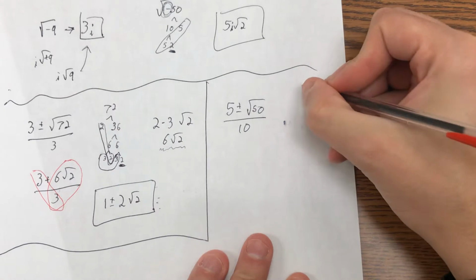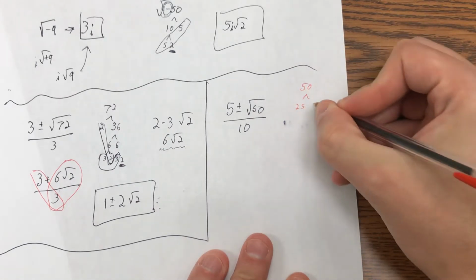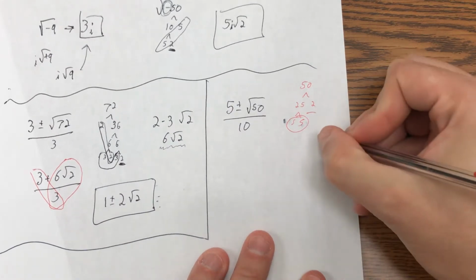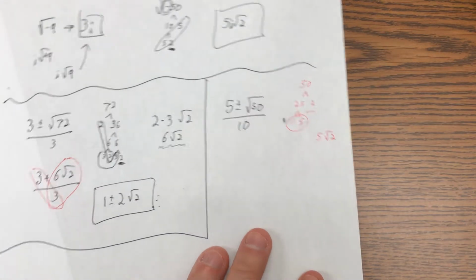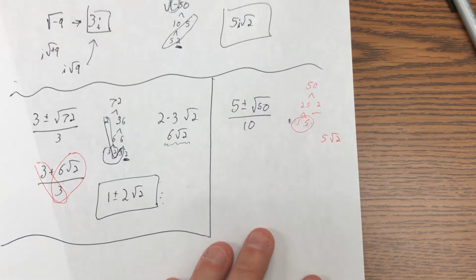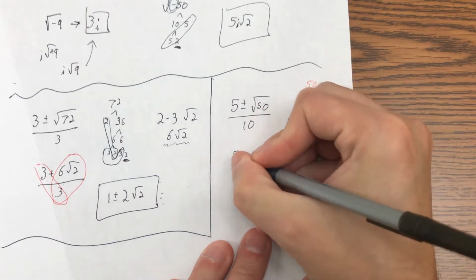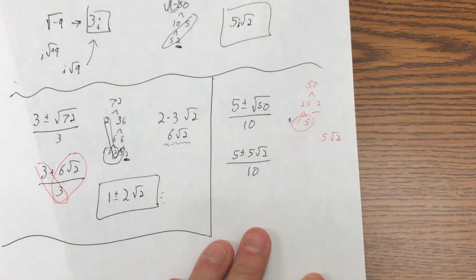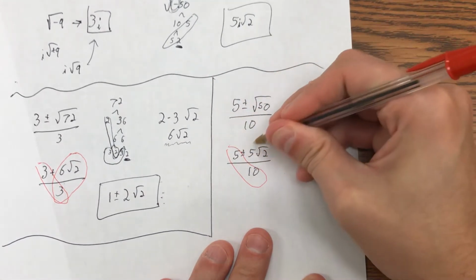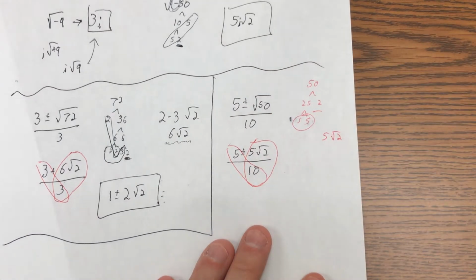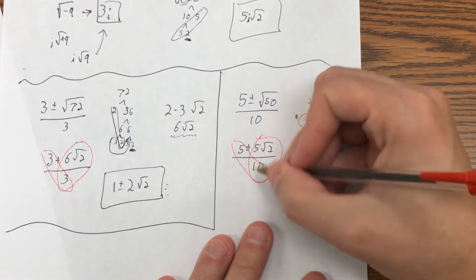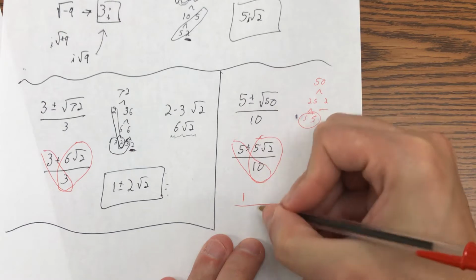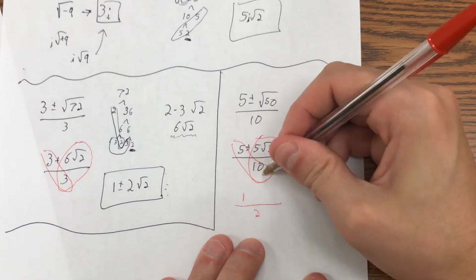You would once again have to take 50 and reduce it. This time we'll do 25 and 2, which is then 5 and 5. So you got a pair of 5s and a leftover 2. So 5 root 2. Like I said, pause it if you need to slow down, but I'm just going to keep going. This will be 5 plus or minus 5 root 2 over 10. You can then use the heart technique to reduce it. 5 and 10. 5 goes into 5 once, and 5 goes into 10 twice. So this reduces to a 1 and a 2.